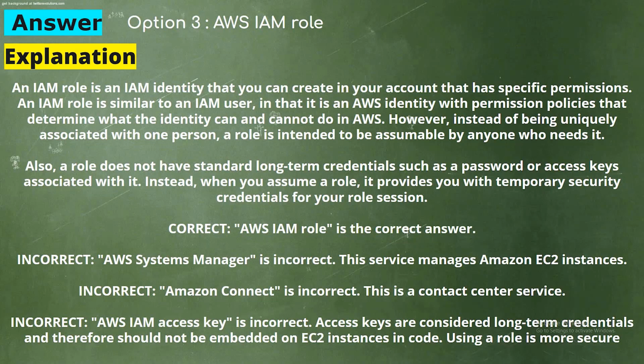Incorrect, AWS Systems Manager is incorrect. This service manages Amazon EC2 instances. Incorrect, Amazon Connect is incorrect. This is a contact center service. Incorrect, AWS IAM Access Key is incorrect. Access keys are considered long-term credentials and therefore should not be embedded on EC2 instances in code. Using a role is more secure.